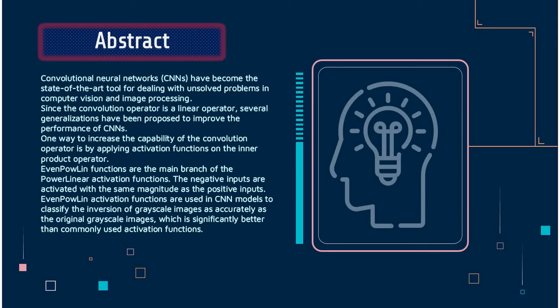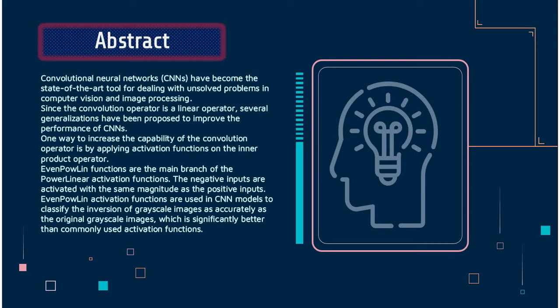CNNs use the inner product operator as their main computational core to measure the similarity between input image patches and some filters. The inner product is a linear operator and it is not capable of learning complex features. One way to overcome this problem is accompanying convolution layers with nonlinear activation functions. Another remedy is to replace the ordinary convolution operator with more complex operators.